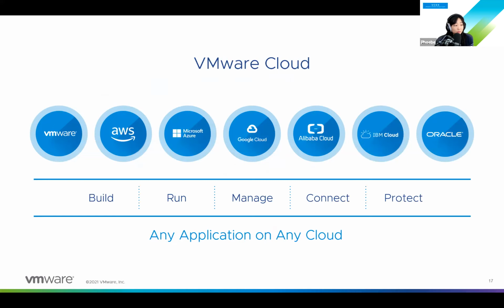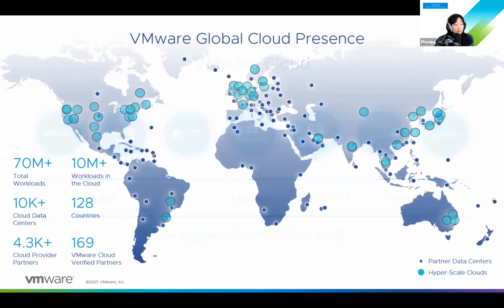We have partnerships with AWS, Microsoft Azure, Google Cloud, Alibaba Cloud, IBM Cloud, and Oracle as well to bring that hybrid cloud offering for our customers. And it's not just within the US, right, where VMware headquarters is. VMware Cloud does have global presence everywhere, and they're adding all of these solutions across the globe, as we're speaking.